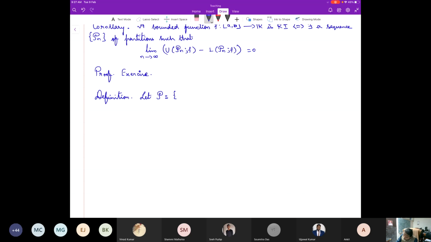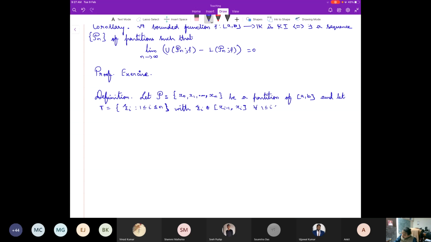Let P be a partition of the interval [a, b], and let T equal to capital T, the points psi_i, such that 1 less than or equal to i less than or equal to n, with psi_i coming from the interval [x_{i-1}, x_i] for all 1 less than or equal to i less than or equal to n.